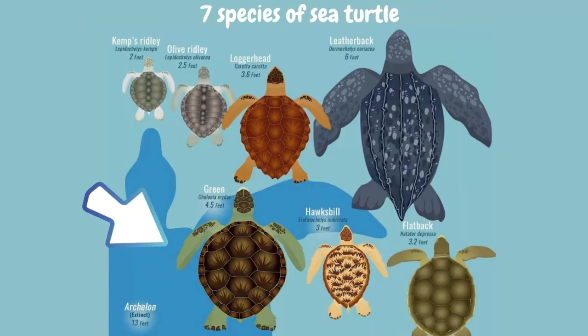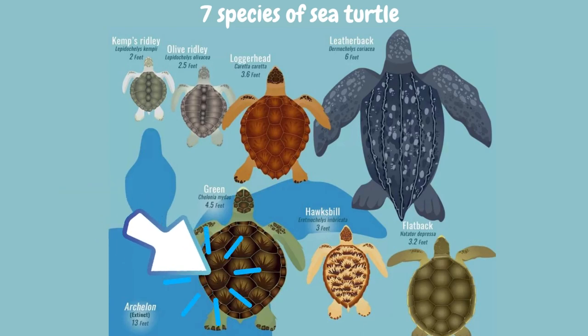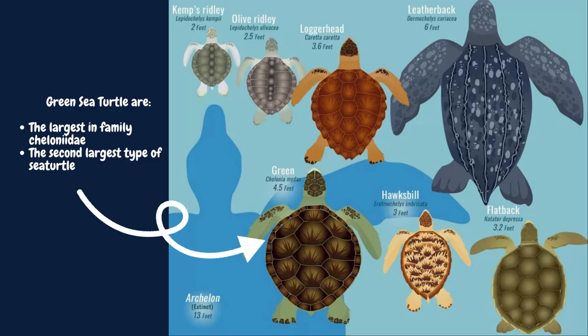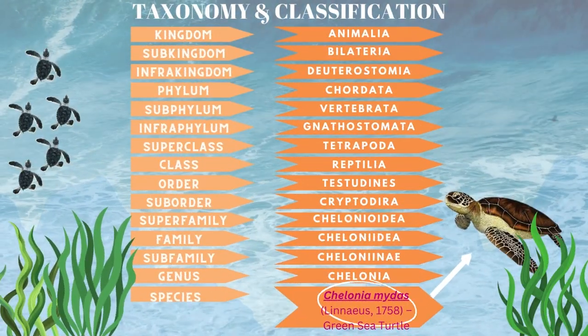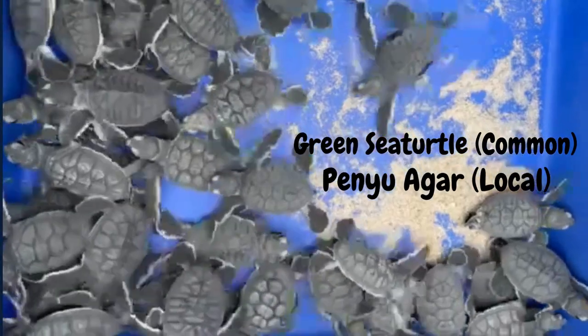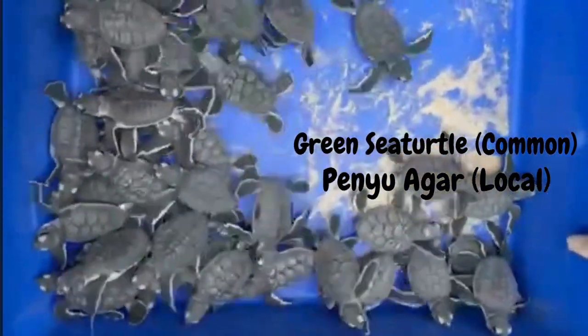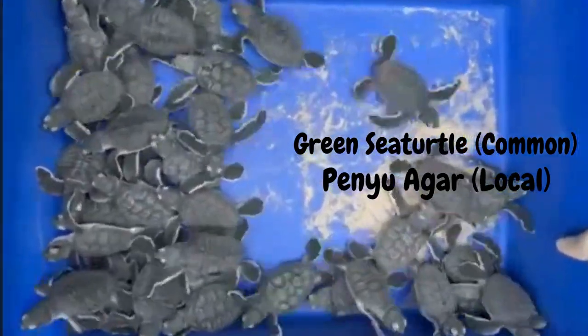There are 7 species of sea turtle in the world. Six of them belong to the same family, Cheloniidae, as the green sea turtle. The green sea turtle is the largest in the family Cheloniidae, but the second largest species of sea turtle, second to the big leatherback turtle. The species name is Chelonia mydas. The common name is green sea turtle, and the local name is Penyu Agar.